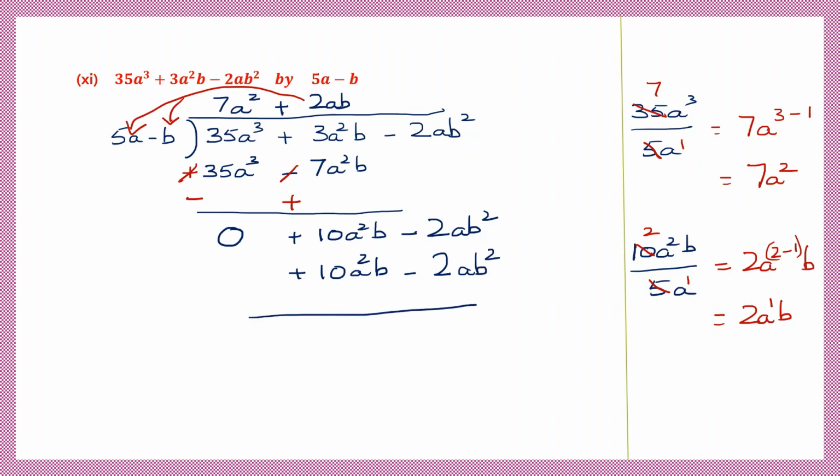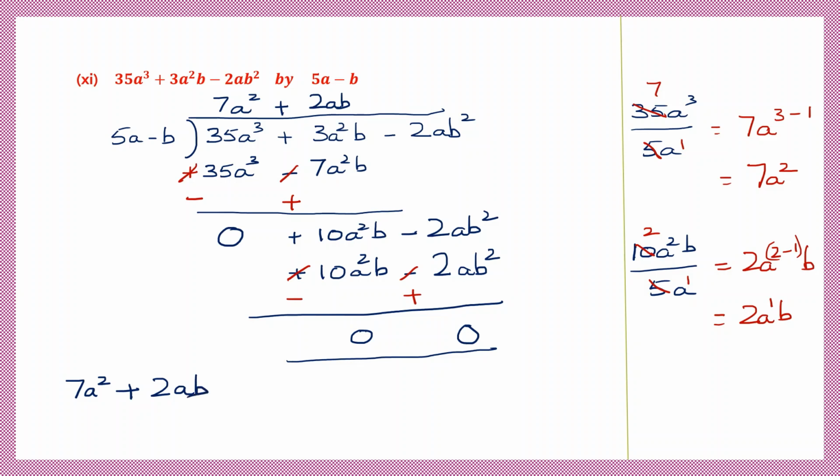Now we have to subtract this. So let's subtract. The signs will change. Plus becomes minus and minus becomes plus. So now here we have minus 2ab square plus 2ab square, that's 0. And the next one here is plus 10a square b minus 10a square b is also 0. So now our quotient is 7a square plus 2ab, which is our answer. So let's write it down. 7a square plus 2ab. So this is our final answer.